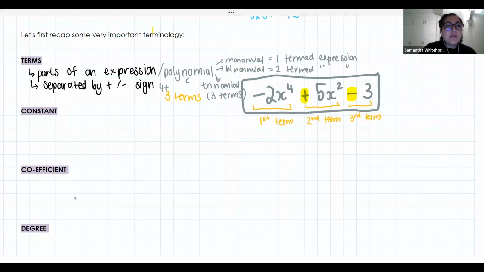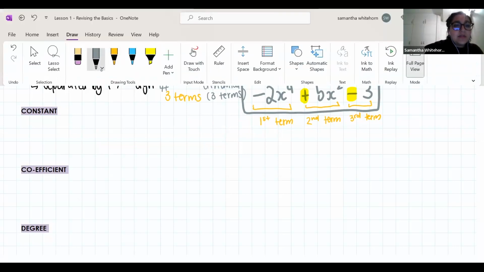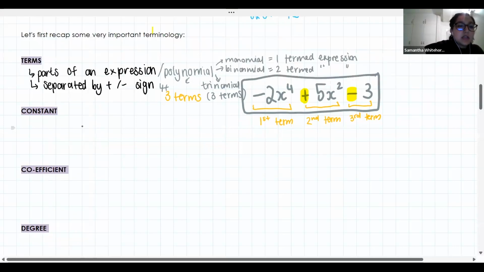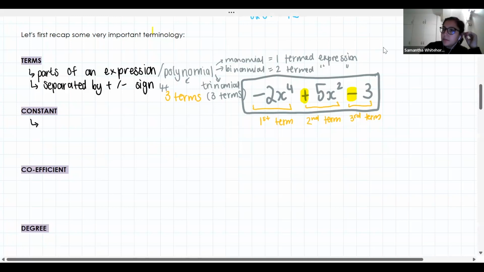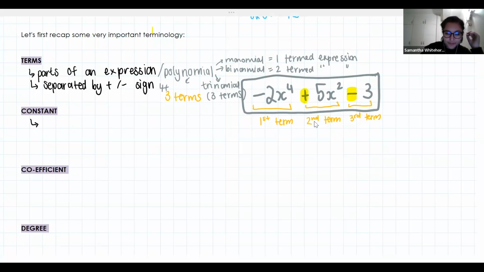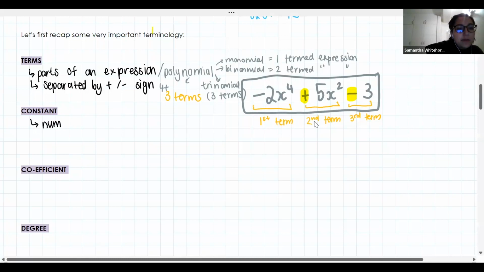If we then go and have a look at our next definition that we need to be very mindful of and need to be aware of, it is a constant. So does someone want to raise their hand and tell me what a constant is? How do I identify a constant? A constant is a number with no variable. Excellent, well done. So a constant, guys, is a number that contains no variable.